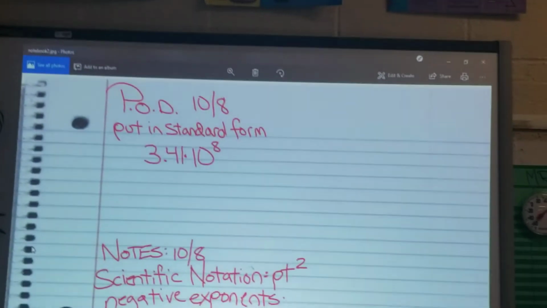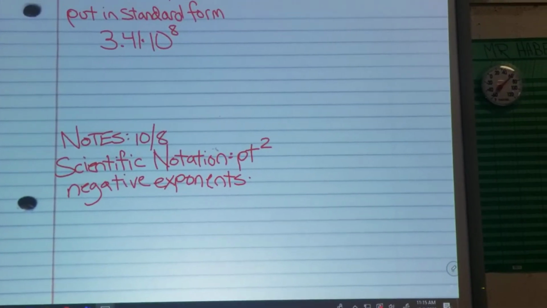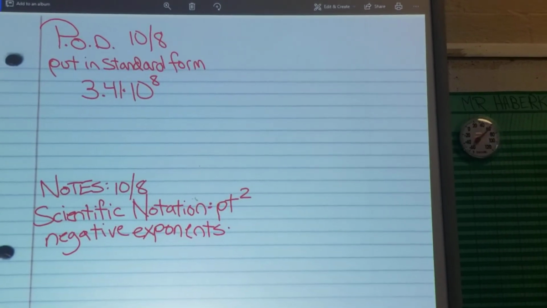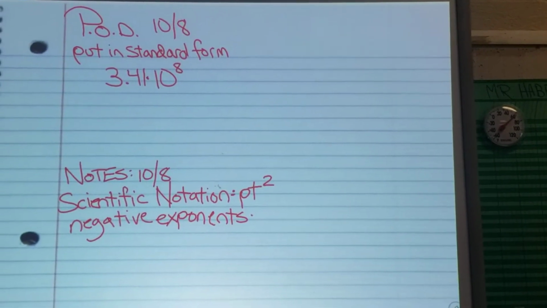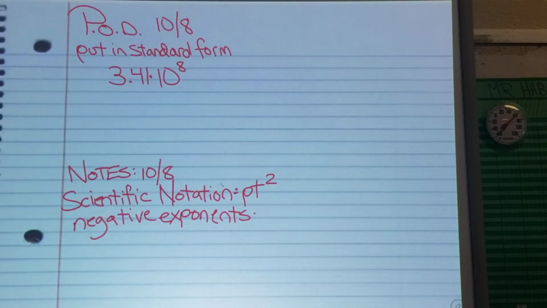Here is your problem of the day for today. There you go. Give it a try. See what you get and we'll go over it. All right, so it's 3.41 times 10 to the 8th. They want you to put it in standard form. Hit pause, write everything down, give it a try.